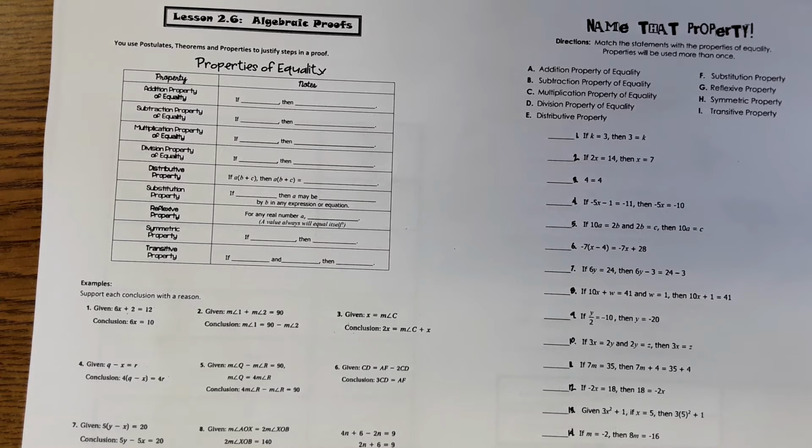So for example, if you have an equation like 2x equals 14, is that somebody at the door? Oh, she went to the restroom.